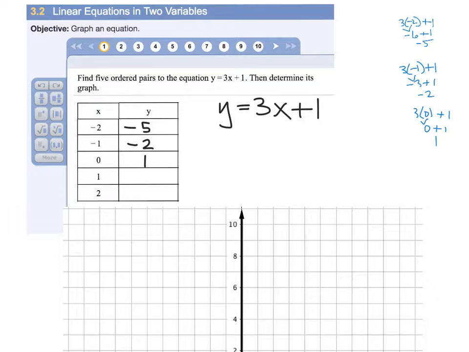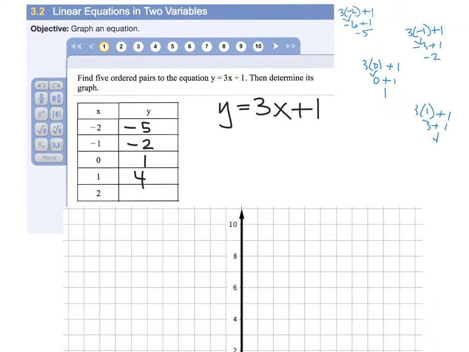All right, and now we've got 3 times 1 plus 1, so that's 3 plus 1, so that's 4. So our ordered pair becomes 1, 4. Why is it 1, 4? Because we inserted the 1 for x and we calculated that 4 is our value for y. And then we're going to put that over here.